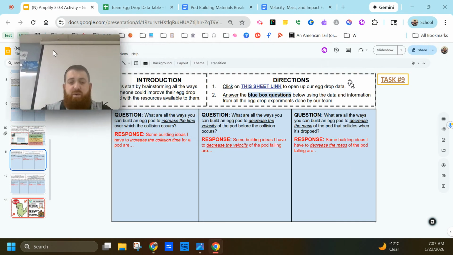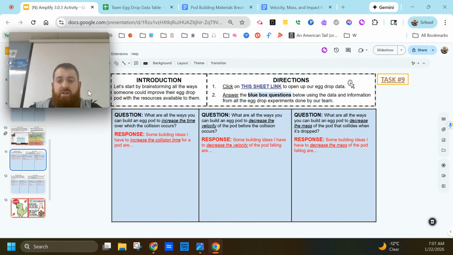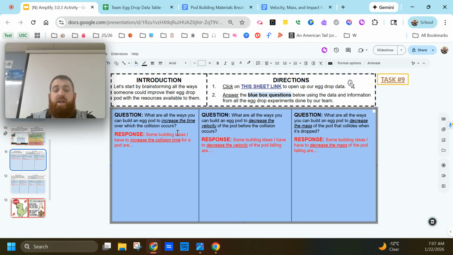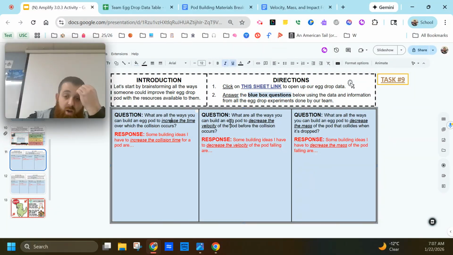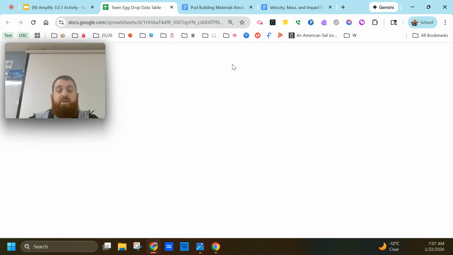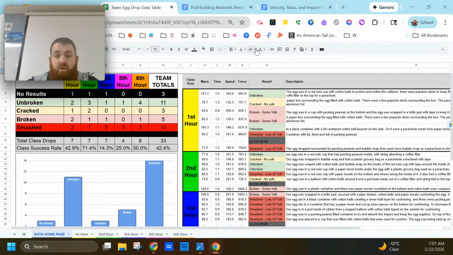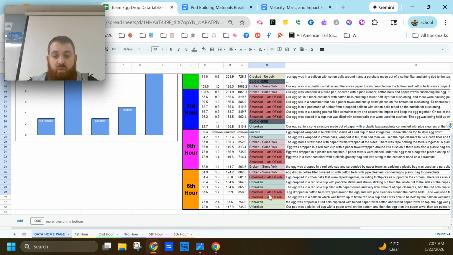In the next task, task number 9, you're going to click on this sheet to open up our egg drop data. And there are 3 sets of questions that you're looking to answer. What are all the ways you can build an egg pod to increase the time over which the collision occurs, or collision time? What are all the ways you can decrease velocity? And what are all the ways that you can decrease the mass of your pod when it is dropped? And this is where you're going to go into our data table here, and this is where the home page is going to be really helpful, and you're going to look for all of those different successful and unsuccessful results that we see here on the home page.